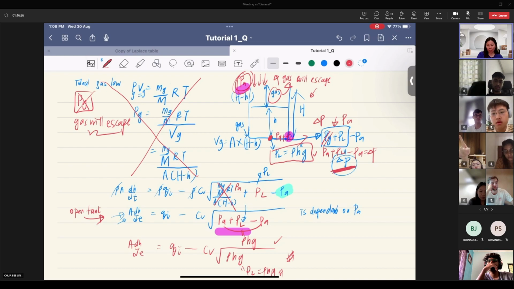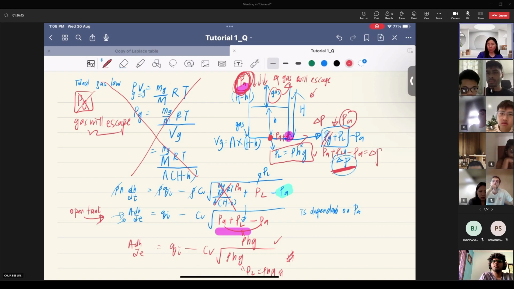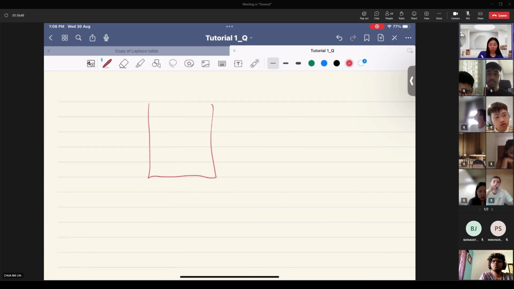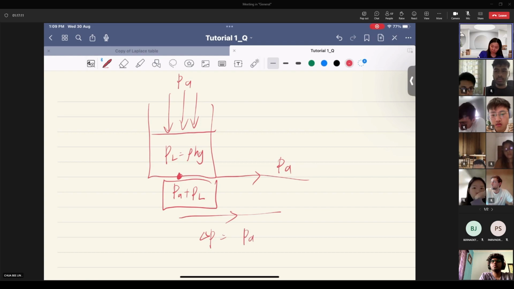So the pressure drop at this point will be the total of PA plus the liquid pressure rho Hg. It is going out, so you have to minus the PA ambient, the atmospheric pressure, to give you delta P, the pressure drop. If it's too messy, you can draw it one more time. The one acting on the surface will be PA, and the liquid flows out, where here is your PA. This point will be PA plus PL, where PL is rho Hg. If the direction is going this way, delta P will be PA plus PL minus PA. So this one is for the open tank.